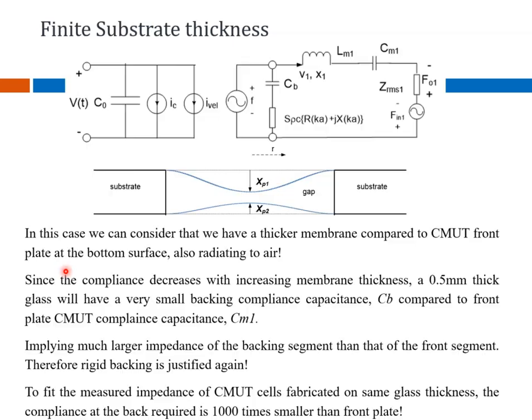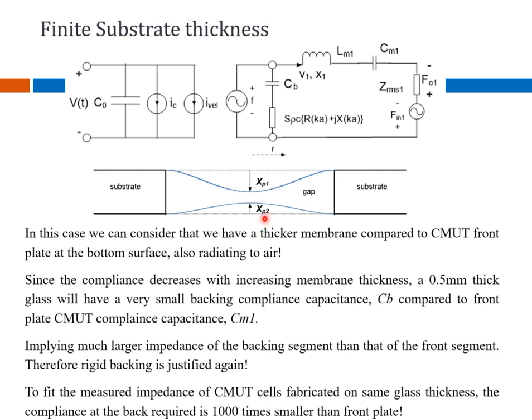Okay, now how are we going to model this? Well, it is suggested in the literature from the CMUT Research Group in Bilkent that the backing also appears as a bilateral CMUT. So you don't have zero displacement in the solid at the backing. It's a finite substrate. It's a finite displacement.